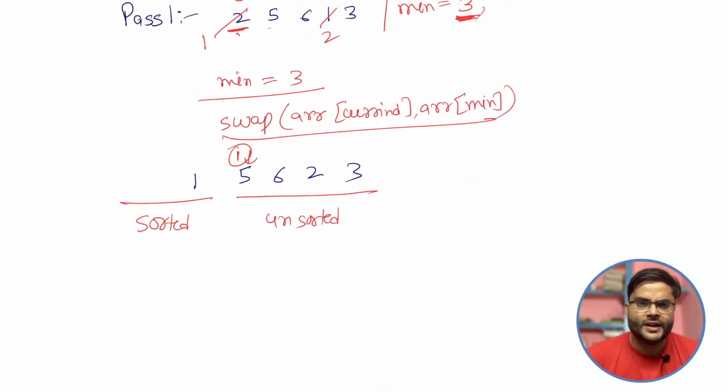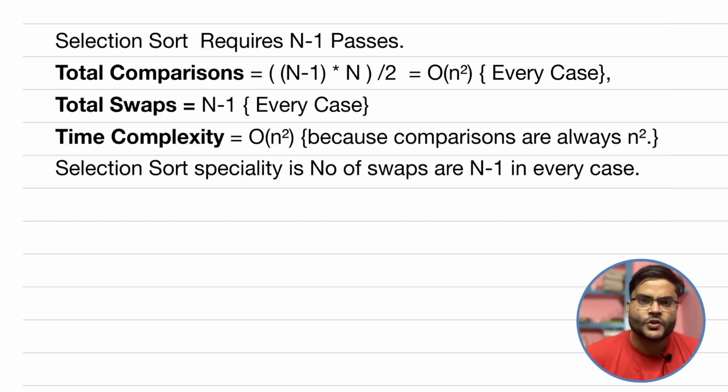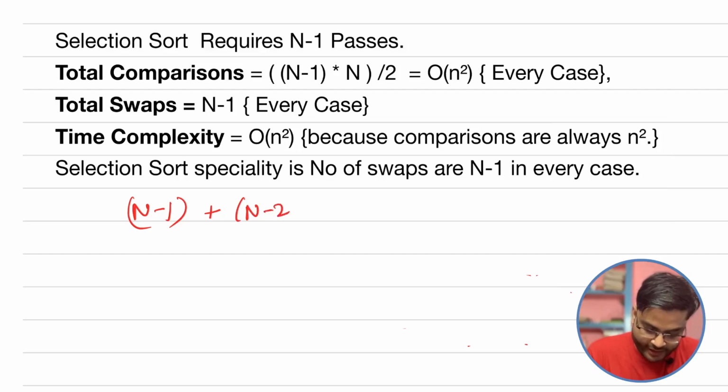So it works in passes. Selection sort takes n-1 passes, right? Same as bubble sort. Now what is the total number of comparisons? In the first pass it will compare n-1 times. In the second pass it will compare n-2 times. In the third pass it will compare n-3 times, until 1.